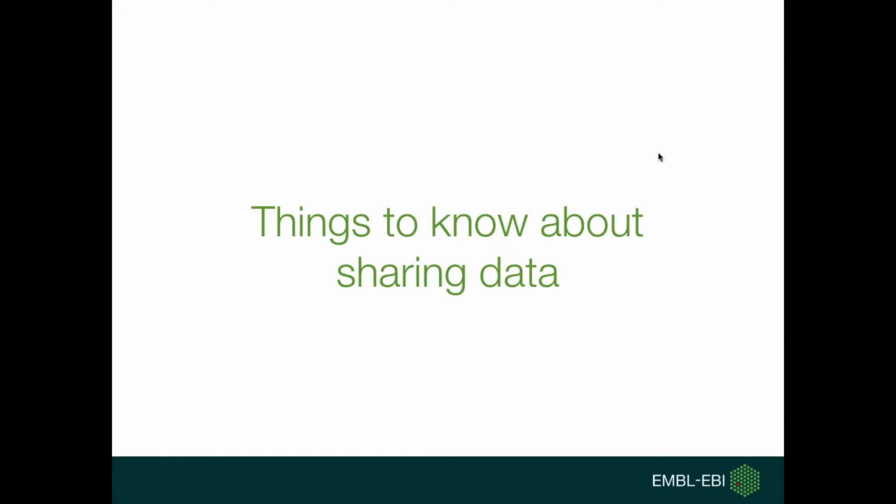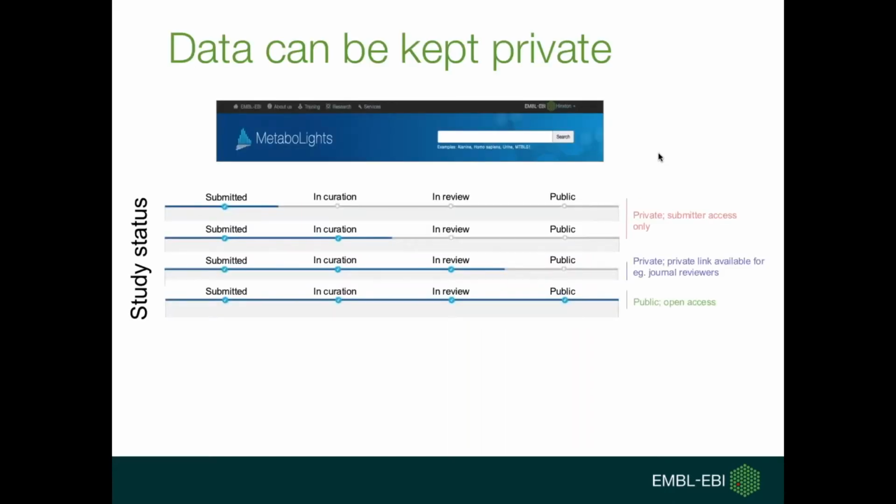Some other things that many people don't know about sharing, for example, are that the data can be kept private until it is published or until you agree for it to be released. So for example, this is the sort of timeline of data submission and what happens to it in one of our databases here called MetaboLights. When you first submit your data, only you and the people who work for the database can see it.